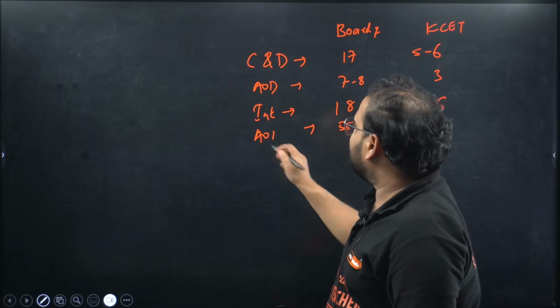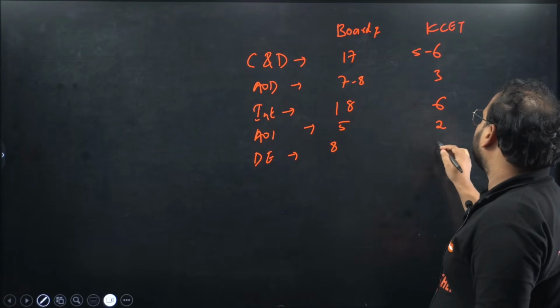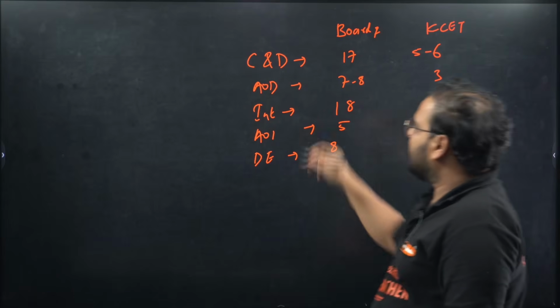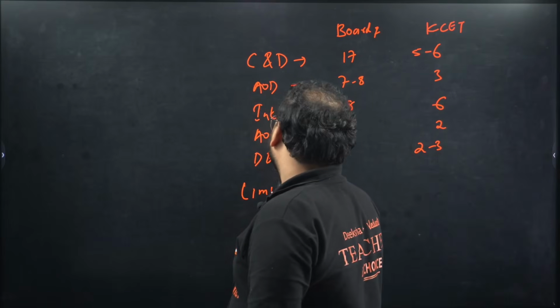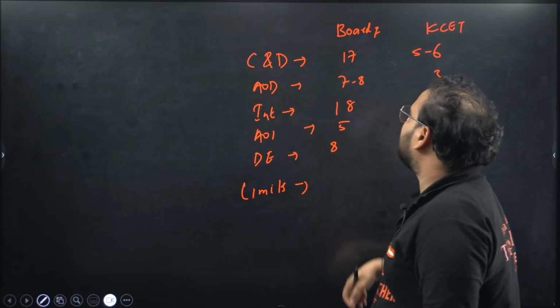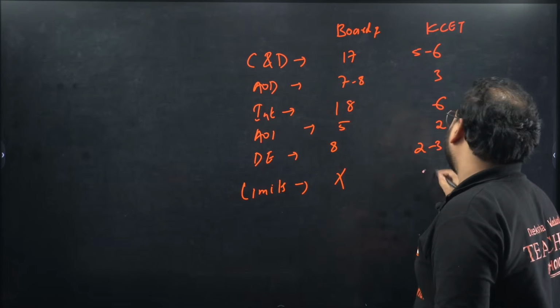Then we have differential equations. Again 8 marks here, 7 to 8 marks. Here we have 2 to 3 marks. So I can keep going on. We have limits also. All this limits, there's no board marks in limits because it is from first PUC, but over here you have 2 marks.